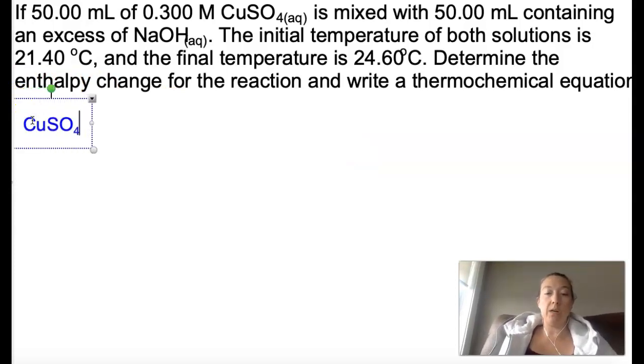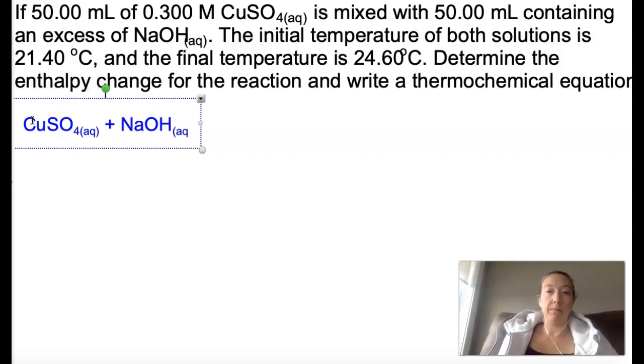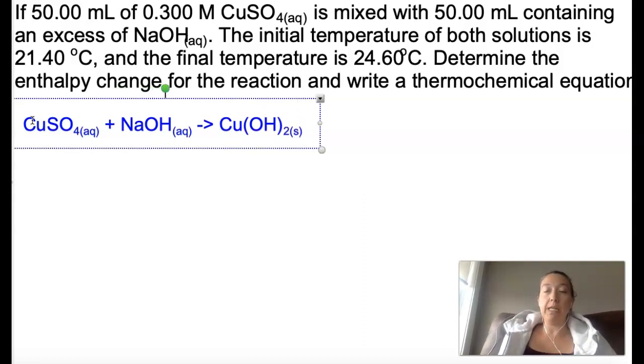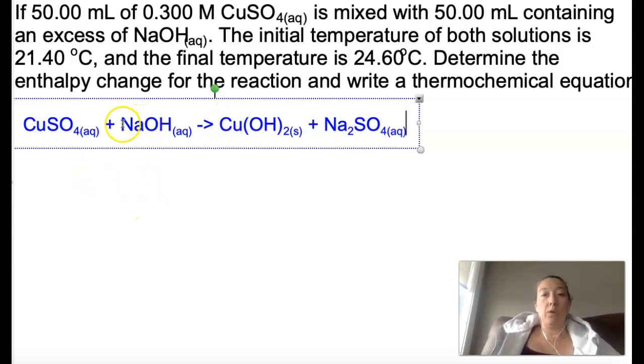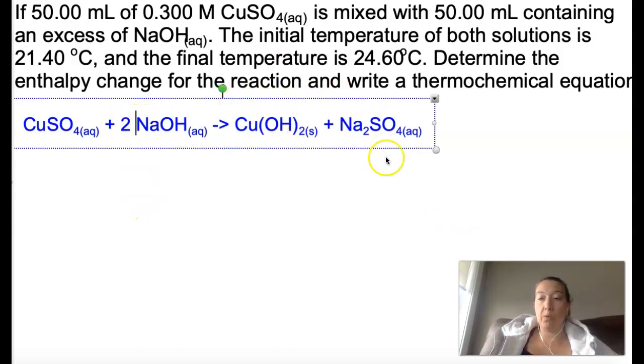So we know that we are combining copper sulfate with sodium hydroxide. Okay, this is going to give us copper hydroxide, which if you check your solubility table is a solid, along with sodium sulfate, which again, if you check that solubility table, this one is going to be aqueous. So to eventually turn this into a thermochemical equation, I have to be able to calculate what is the delta H for this reaction, okay? So I'm going to figure that out using the information that was given to me in the question, right?